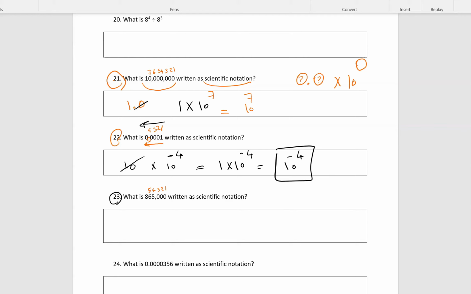For number 23, we count from the right, 1 2 3 4 5, because we have to write like 8.65. So we count from here, 1 2 3 4 5, and then 8.65 times 10 to the power of 5, because we have 5 digits in here.